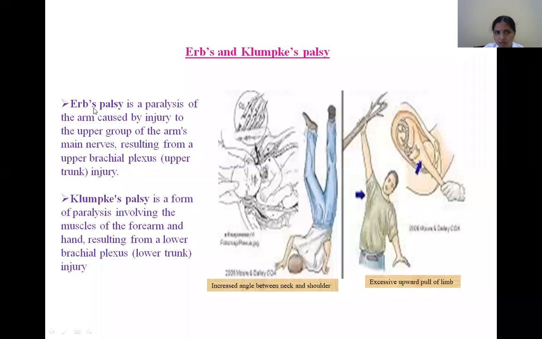So for Erb's palsy, we should know Erb's point. What is Erb's point? Exactly the junction between C5 and C6. So what happens at C5 and C6? C5 and C6 unite to form the upper trunk. So that point is known as Erb's point. If there is any injury or trauma at this particular point, it leads to Erb's palsy.